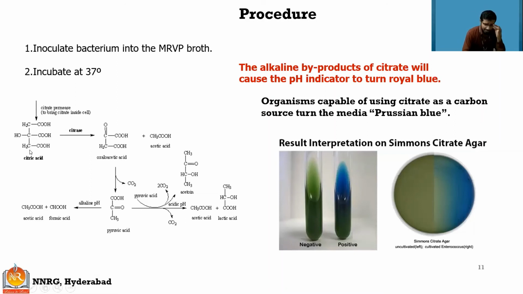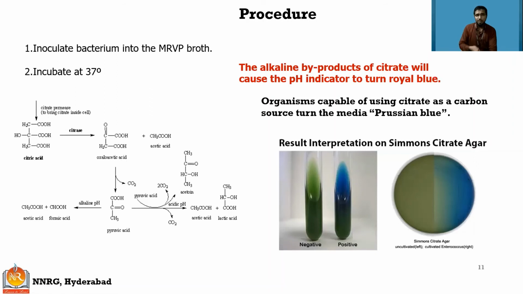This is citric acid. This citric acid, in the presence of the enzyme citrase released by the microorganisms, forms oxaloacetic acid. You can remember all these. All this comes in the Krebs cycle, right? Oxaloacetic acid, citric acid, fumaric acid, malic acid.